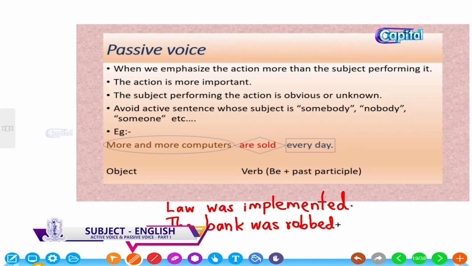Right. When we emphasize the action more than the subject performing it, the action is more important. The subject performing the action is obvious or unknown. The subject is obvious or unknown. And we avoid the subjects such as someone, nobody, somebody.